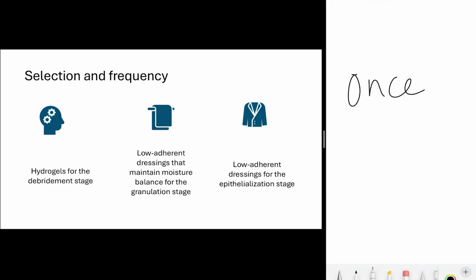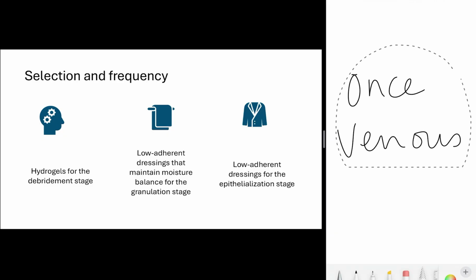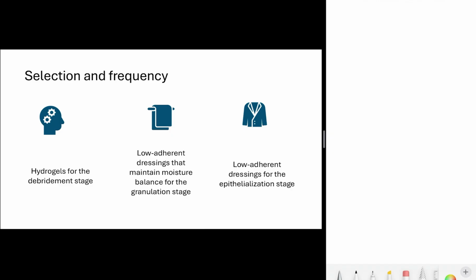How often we have to change the dressing and what type of dressing should be used will depend upon the degree of drainage or moisture of the wound. For example, some wounds like venous ulcers will require more frequent dressing changes as they have more exudates, or more secretions coming out of the wound surface.